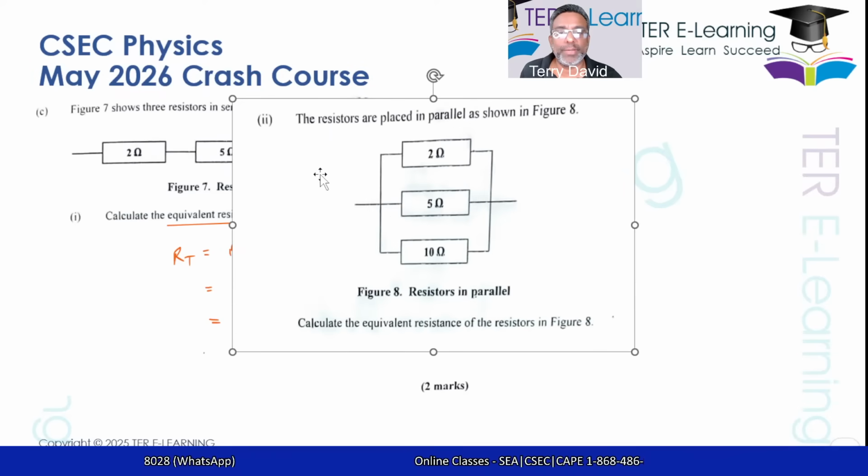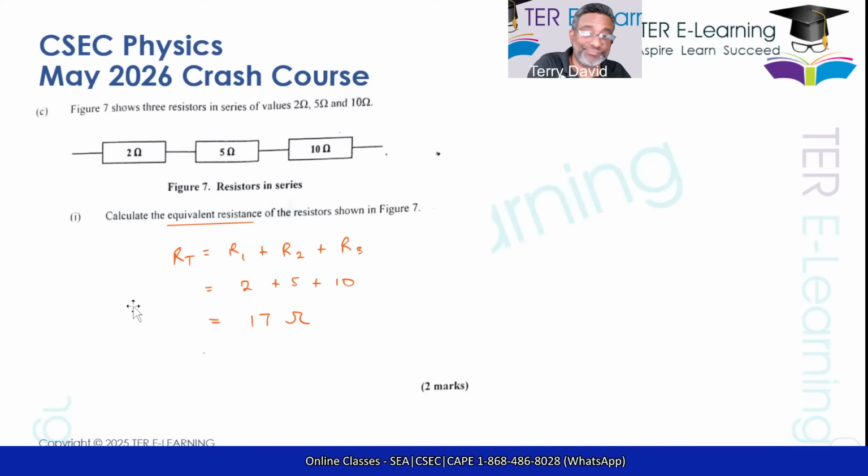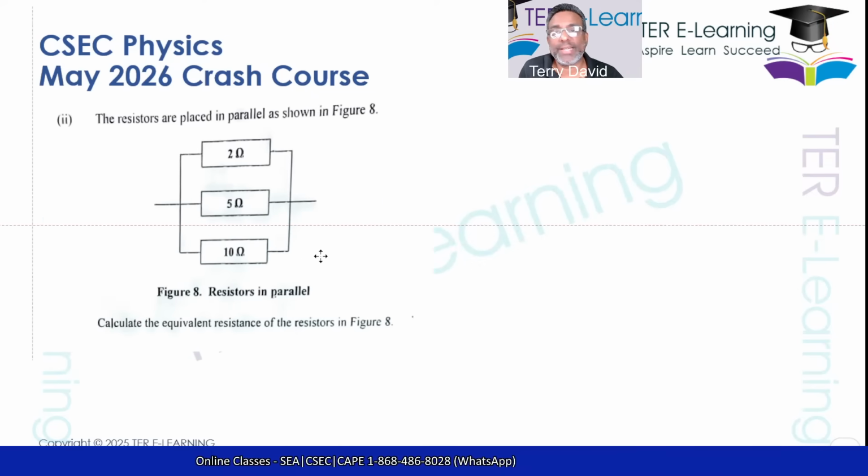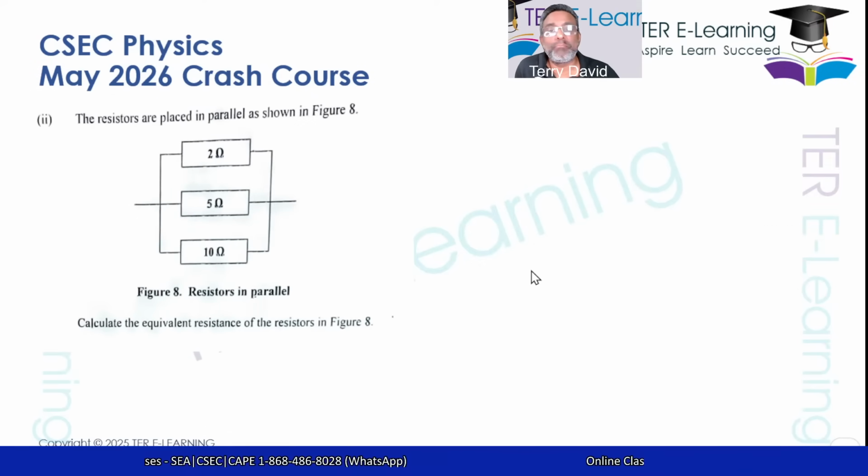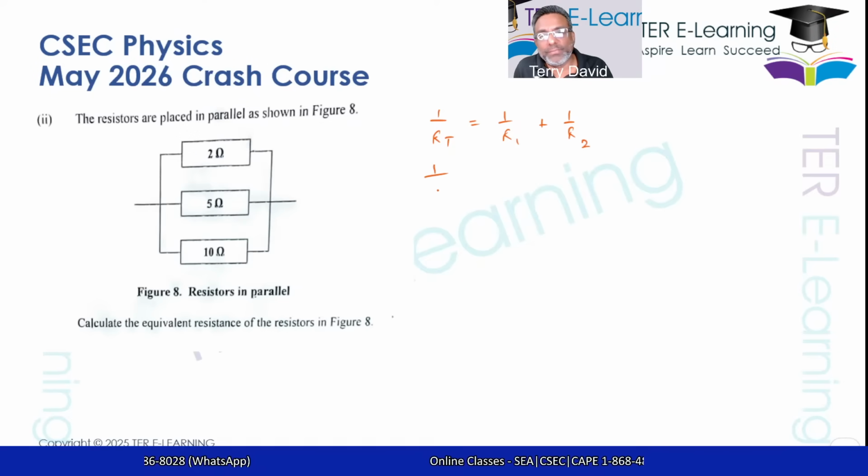For this next one here, we have resistances that are connected in parallel. They are all connected in parallel, and we want the equivalent resistance. For parallel resistance, we say 1 over RT is equal to 1 over R1 plus 1 over R2. In this case you have 3 resistances, so you put an extra resistance inside it. So 1 over RT is equal to 1 over 2 plus 1 over 5 plus 1 over 10.